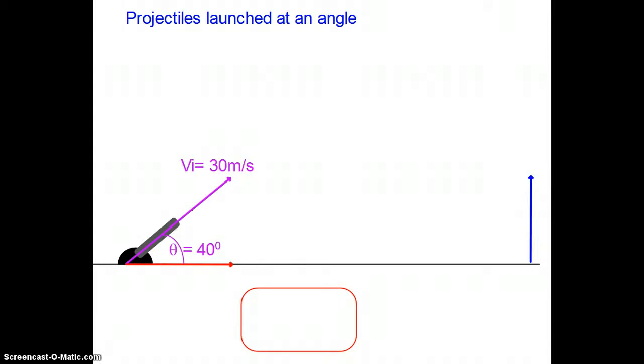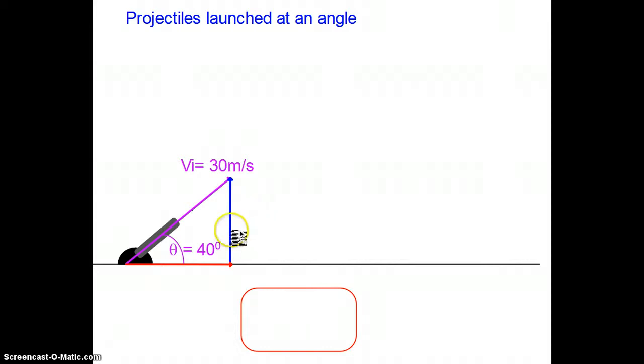Alright, thus far we've been talking about projectiles launched horizontally. Well, now it's time to talk about projectiles that are launched at an angle. Let's say we have a cannon, and the cannon is launching the cannonball at 30 meters per second up at a 40-degree angle. We learned through vectors that this cannonball is being launched horizontally by a vector like that, and vertically by a vector that big simultaneously.